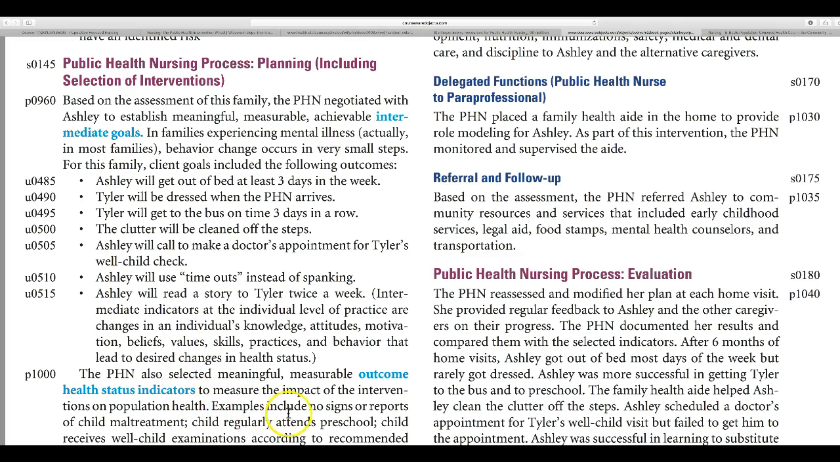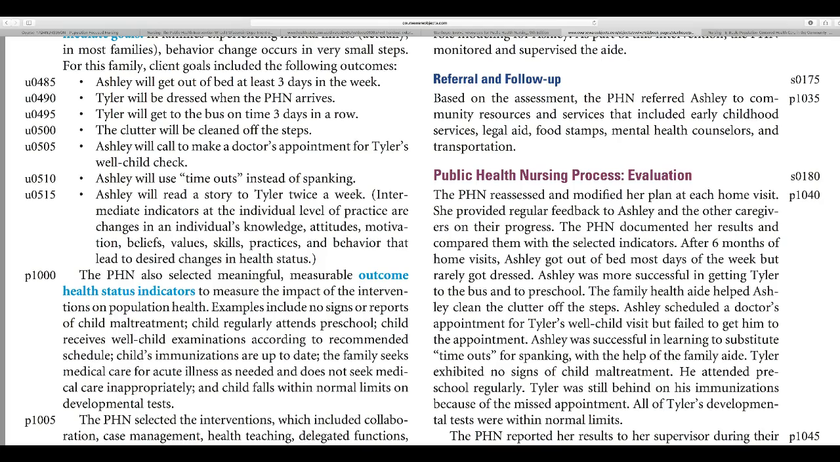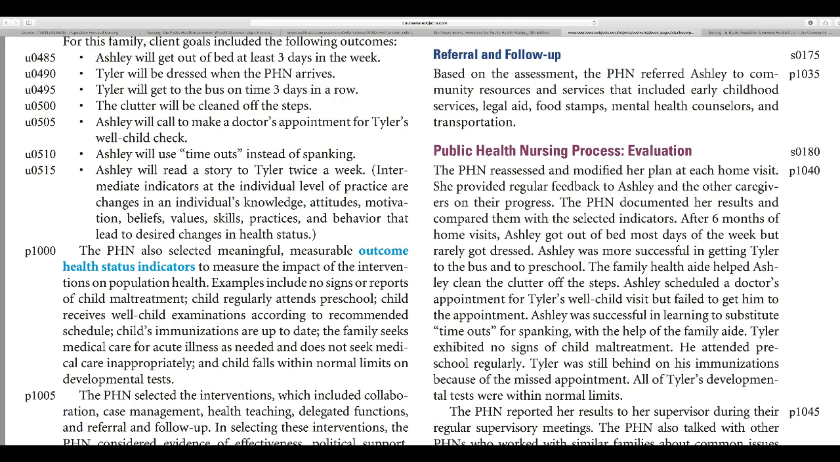And then the public health nurse also selected meaningful, measurable outcomes to measure the impact of intervention on population health. So examples include no signs or reports of maltreatment, regularly attending preschool, the child going to the doctor on a regular basis. You'd be surprised how many people miss these sorts of things based on their mental health. And then the public health nurse selected the interventions that included collaboration and case management, right?